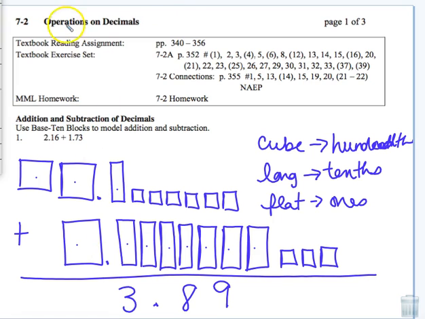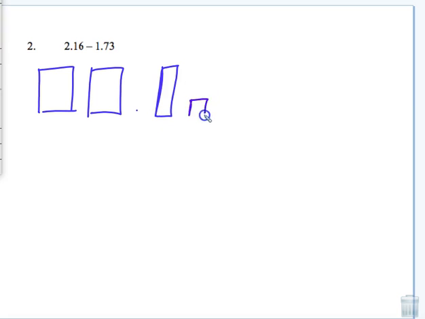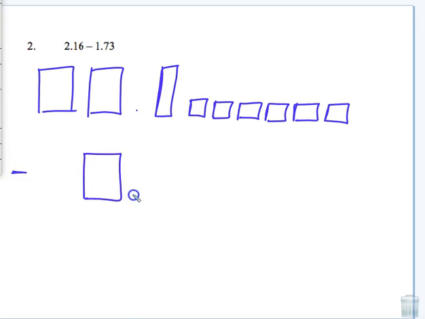Now let's talk about what that looks like if I subtract those two numbers. So I'm going to redraw this. I have 2 and 1 tenth and 6 hundredths. I am subtracting now 1 and I have 7 tenths.